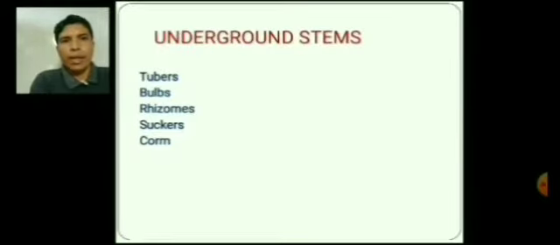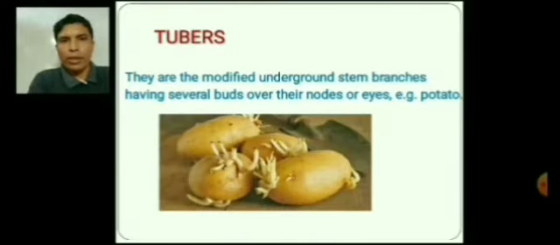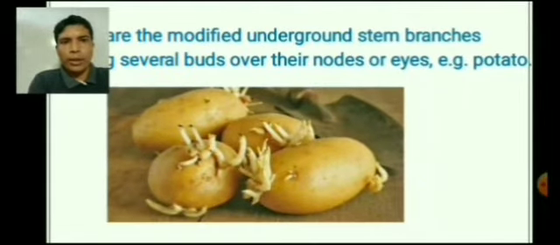Now we have underground stems. Tubers, bulbs, rhizomes, suckers, and corms are underground stems. Firstly, let us know what a tuber is. Tubers are modified underground stem branches having several buds over their nodes or eyes. Example, potato, which we have seen already. Here is a potato tuber. If I ask you what is the vegetative propagule of potato, your answer would be tuber or eyes of tuber, right?